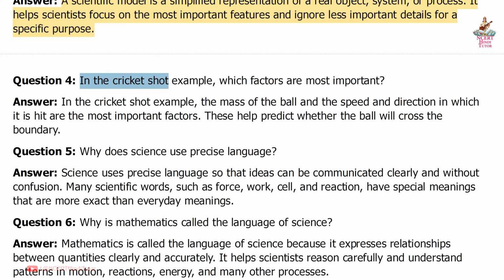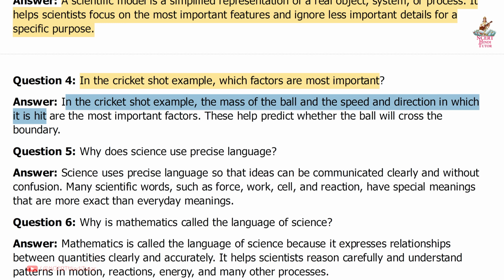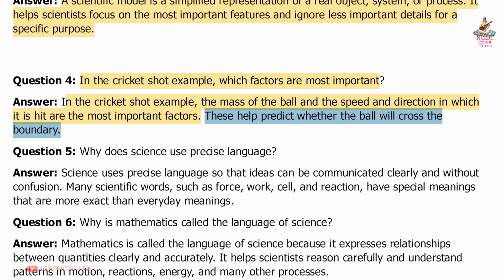Question 4. In the cricket shot example, which factors are most important? Answer. In the cricket shot example, the mass of the ball and the speed and direction in which it is hit are the most important factors. These help predict whether the ball will cross the boundary.